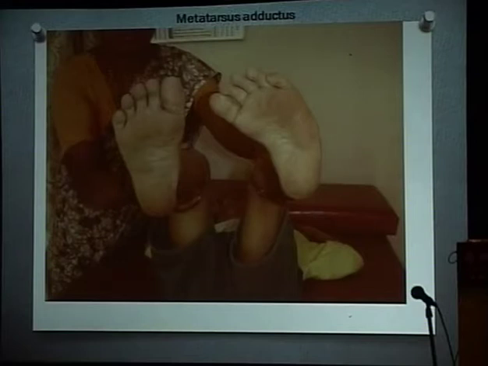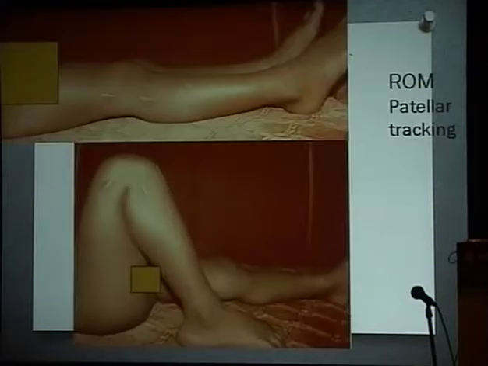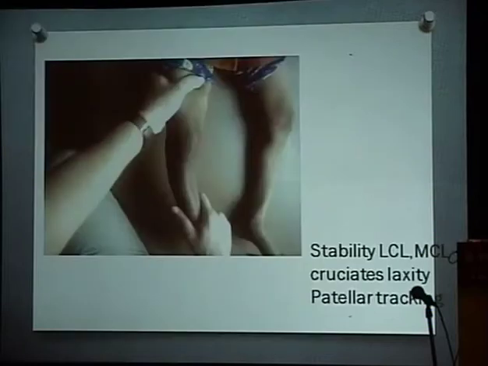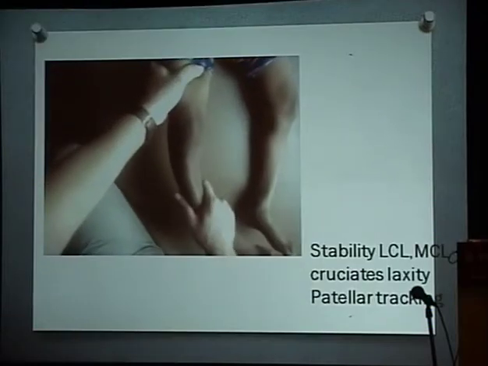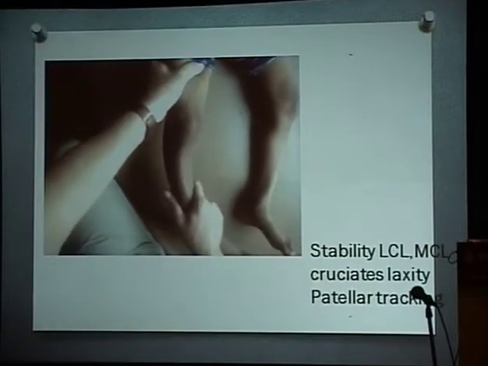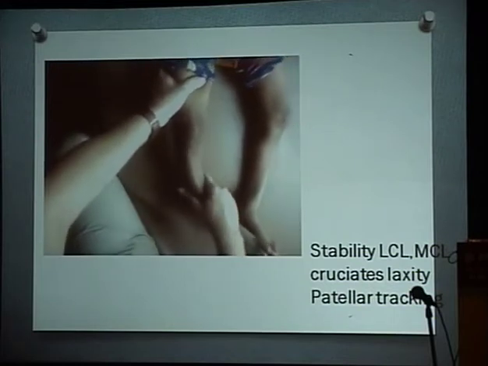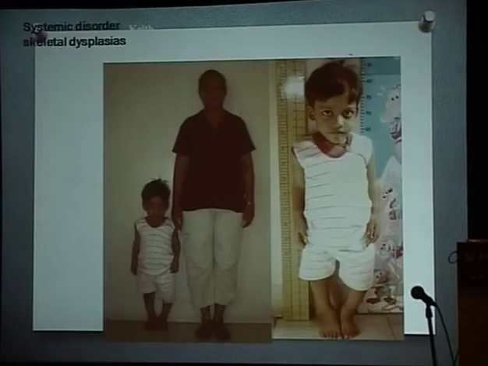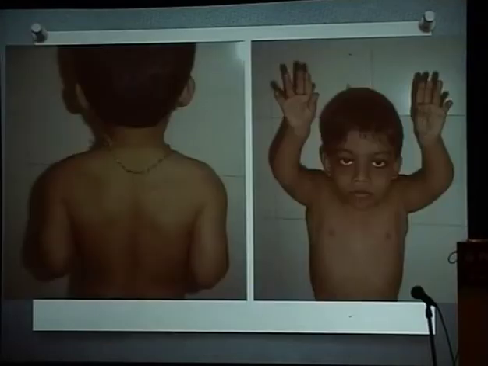Metatarsus adductus should be ruled out because it can mimic in-toeing gait. Range of movement of joints is very important. Patellar tracking should be checked for, especially in severe genu valgum. Patella can subluxate or dislocate with flexion. Lateral collateral laxity is commonly associated with genu valgum, so you should check for laxity of all the ligaments. Well, a general examination to rule out a generalized disease. For example, in this child who had bilateral genu varum, actually he had a metaphyseal dysplasia.